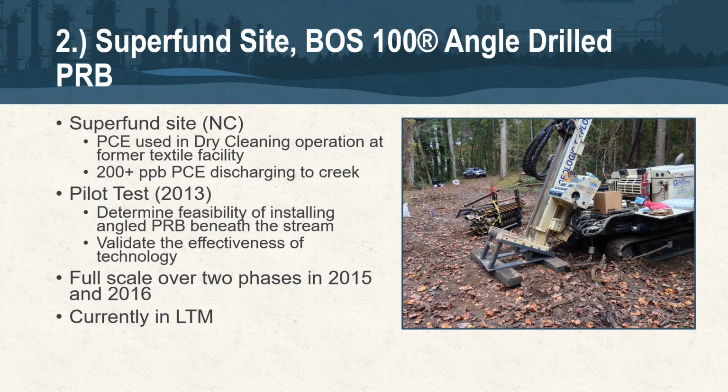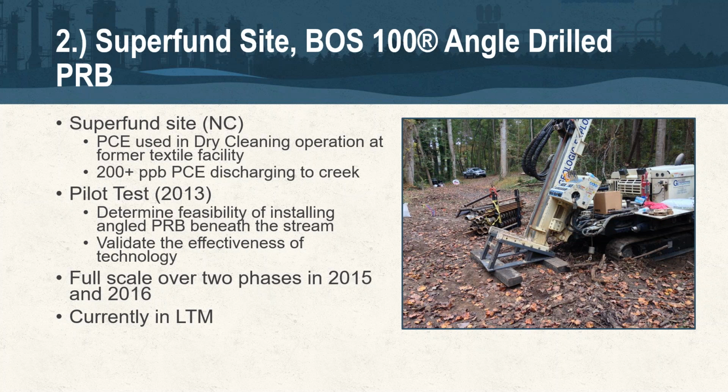Secondly, we'll talk about a site kind of on the opposite end from the concentration standpoint. Relatively low, or 200 ppb PCE, was discharging into a creek at a site in North Carolina. And so back in 2013, a pilot test was performed, and then 2 rounds of full scale were completed in 2015 and 16, and it's currently in long-term monitoring.